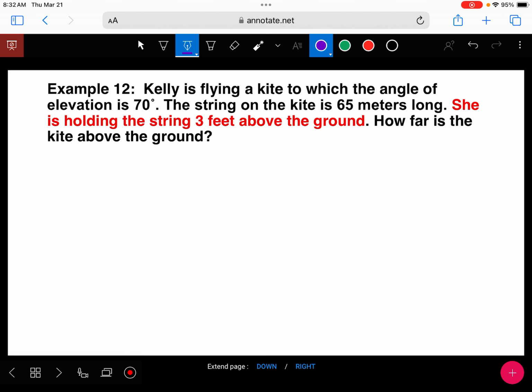So, Kelly is flying a kite that has an angle of elevation of 70 degrees. The string on the kite is 65 meters long, but you need to add that she is holding the string 3 feet above the ground. So she's not laying on the ground trying to fly the kite. She's holding it 3 feet above the ground. So that sentence that I have in red, go ahead and write that in at the back. And I'm going to give you a second to try and draw your picture and work through that.